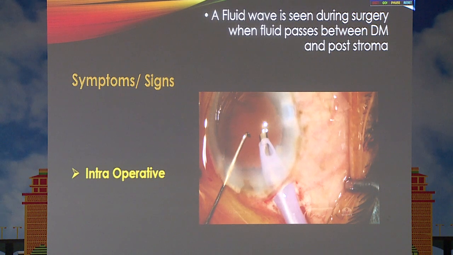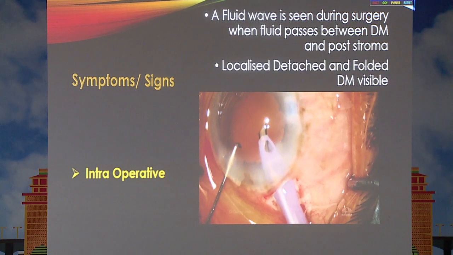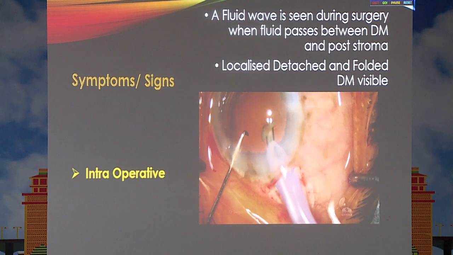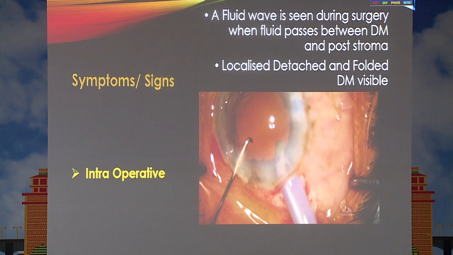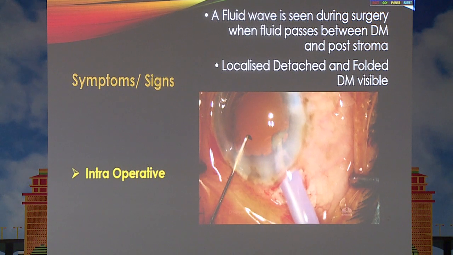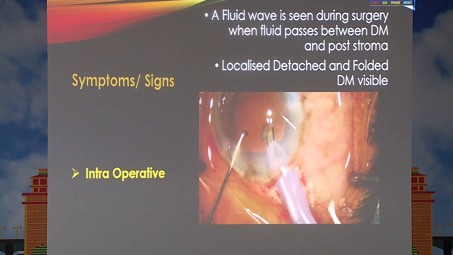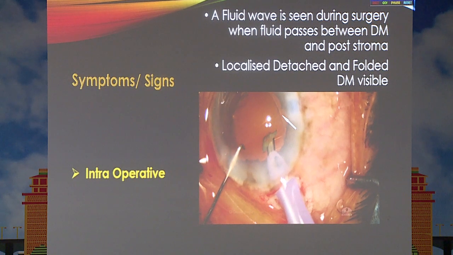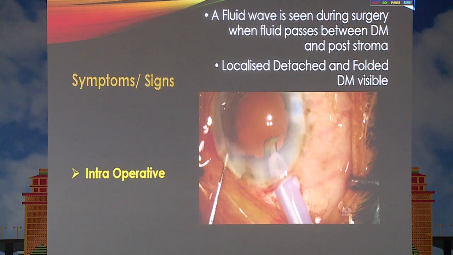So what are the signs and symptoms? Intraoperatively, you will see a fluid wave which passes between the Descemet membrane and the posterior stroma, and a localized or a detached folded DM can sometimes be visible also. If you look at this video, you see that the surgeon was trying to get a small nucleus fragment, and as the tip is coming towards the wound, the hydration port, the fluid passing through the port causes the DM to detach.